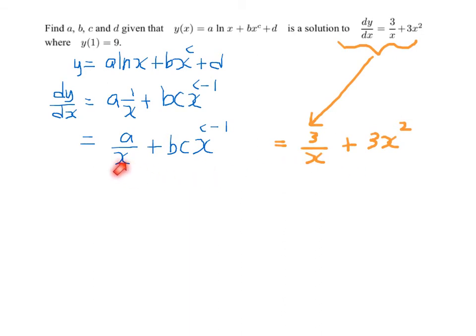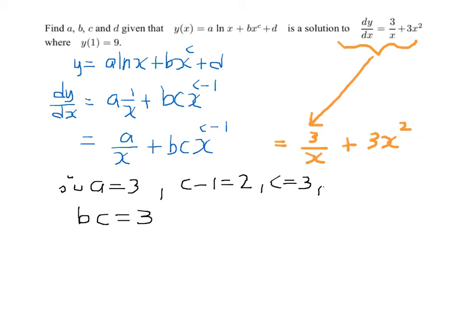If we compare this, they have very similar looking terms. So clearly you can see that a is really 3, and then bc, the product, is 3, and c minus 1 is 2. Now that means that a will be equivalent to 3, and c minus 1 is 2, so that means c equals 3. And finally, because bc is equivalent to the coefficient 3, that means that b is equal to 1.